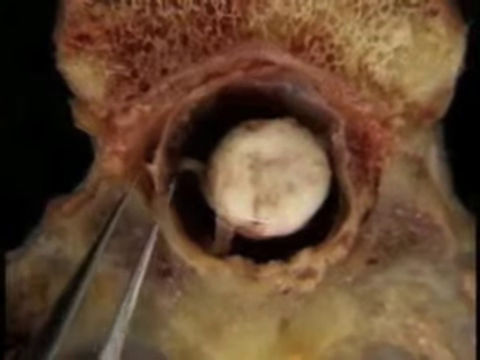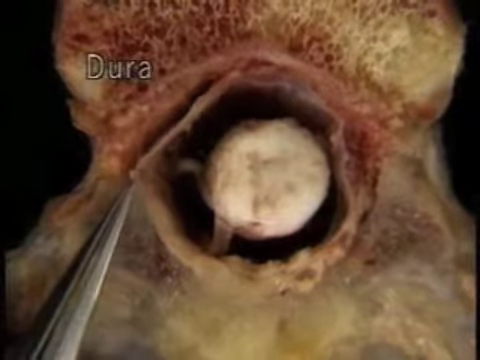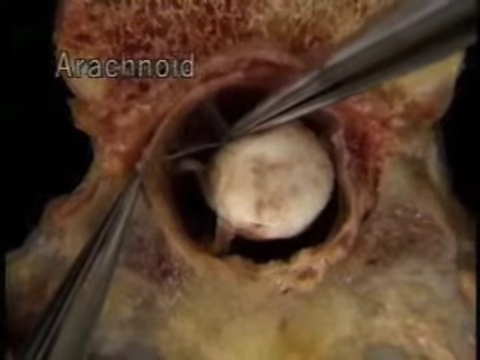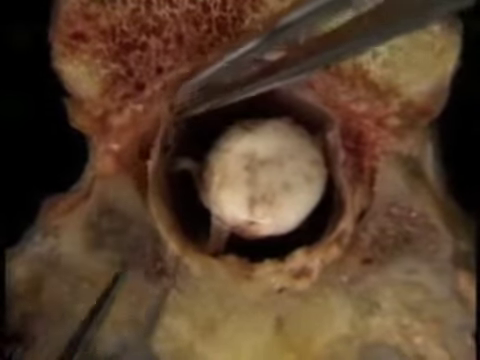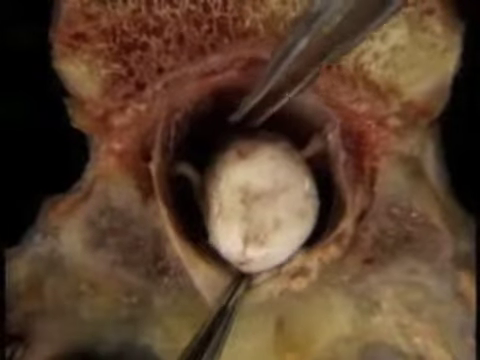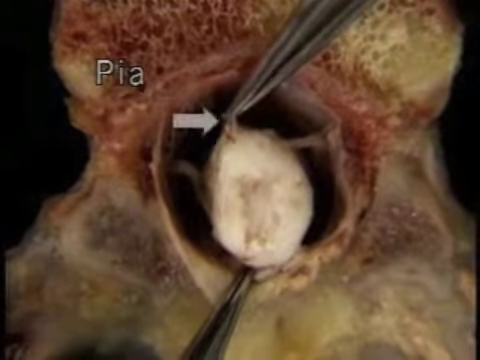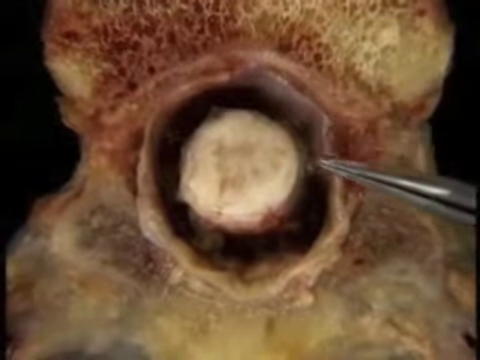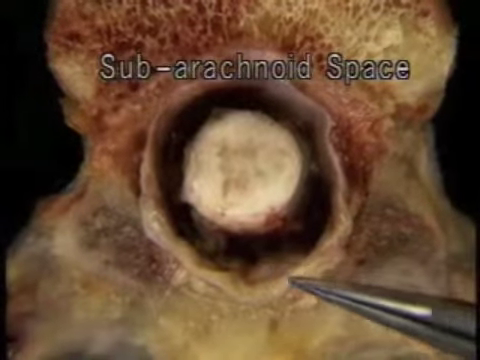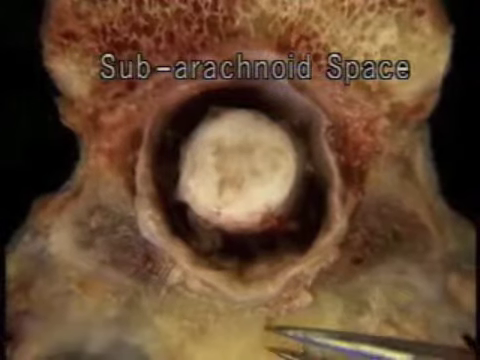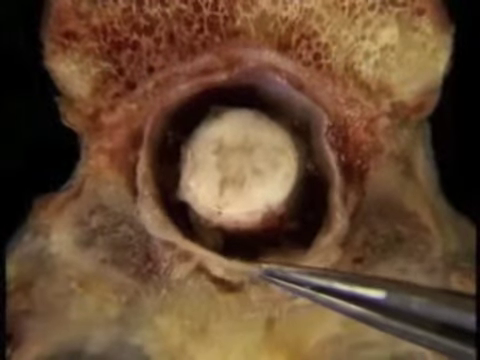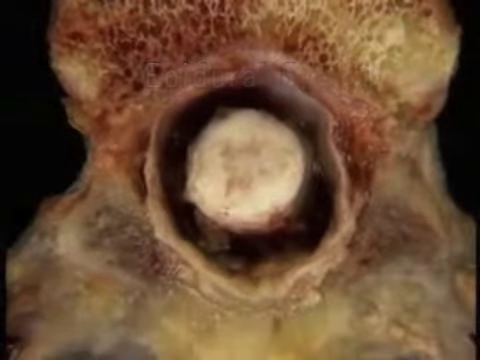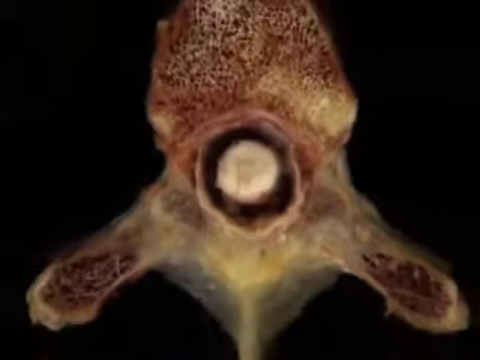The spinal cord lies within this strong protective layer, the dura. The dura is lined on the inside by a loosely attached membrane, the arachnoid. The cord is covered on the outside by a firmly attached membrane, the pia. The space between the arachnoid and the pia is called the subarachnoid space. In life, it's filled with cerebrospinal fluid. The space between the dura and the wall of the vertebral canal is called the epidural space. It's filled with fat, loose connective tissue, and blood vessels.